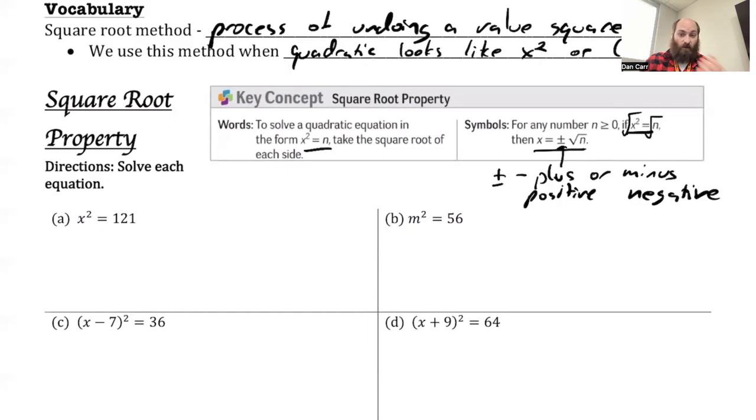For example, let's look at x squared equals 121. The goal here is to undo the x squared by taking the square root. 121 is a perfect square, so I get two answers, plus or minus 11. That's a nice and easy one. If I was looking at the graph of this, the reason I got plus or minus is because I have two answers like that.